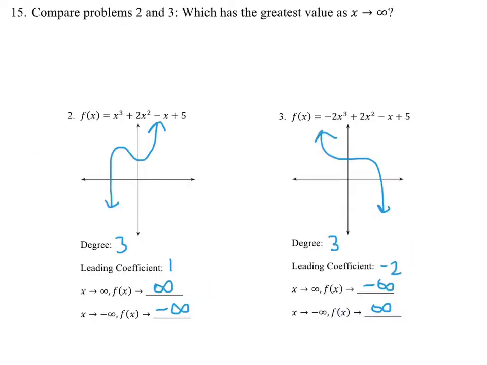Number 15 is asking questions about 2 and 3. It wants to know which of these has the greatest value as x approaches positive infinity. As I'm going to the right on number 2, my graph becomes more and more positive. As I go to the right on number 3, my graph is becoming more and more negative. They both have the same degree, but because number 2 is positive, that means that it has the greatest value as x approaches positive infinity.